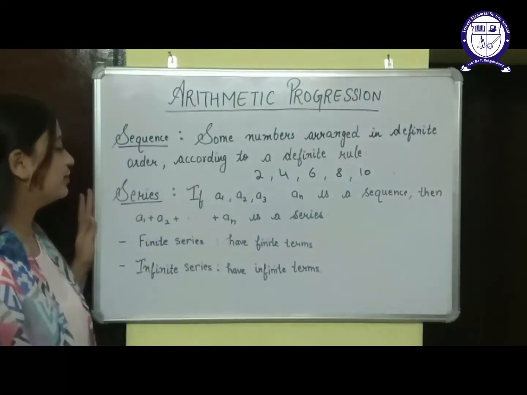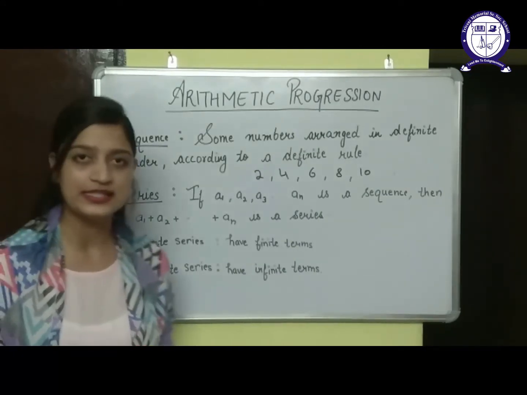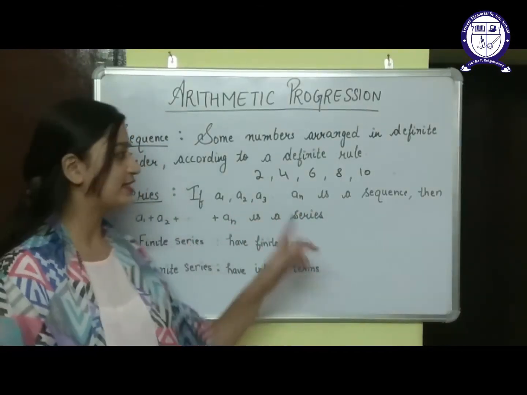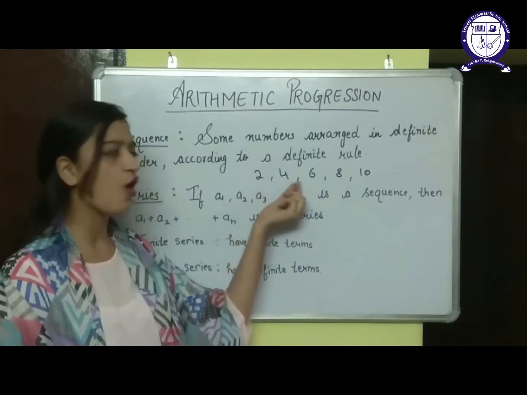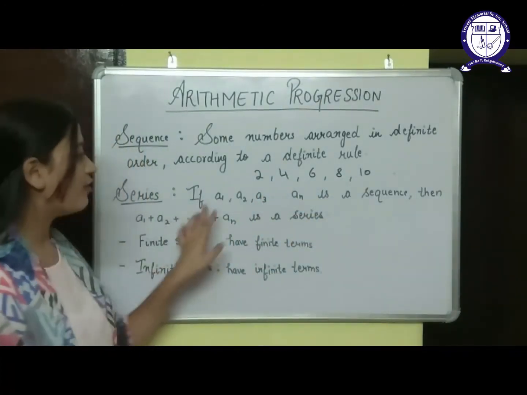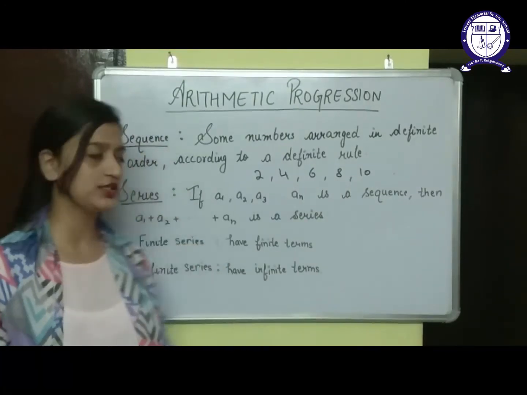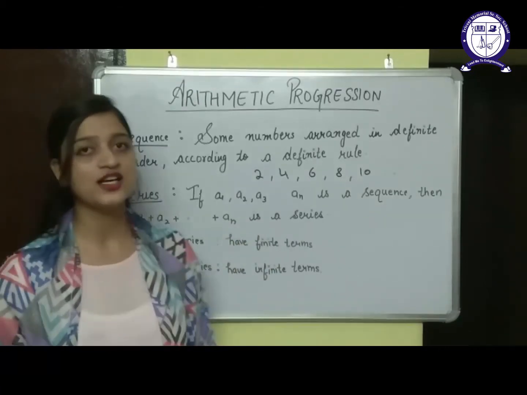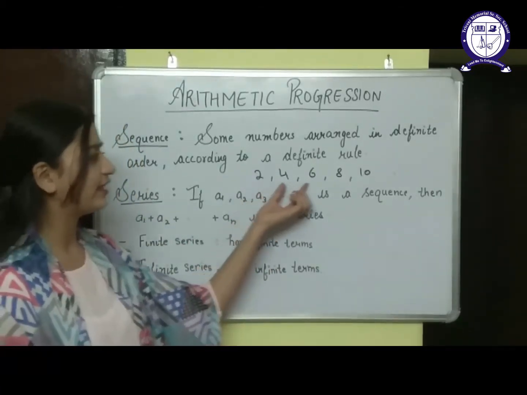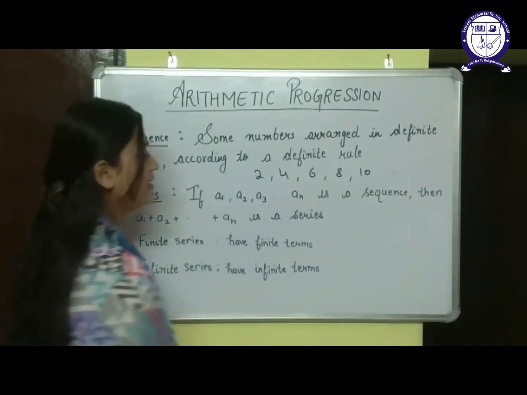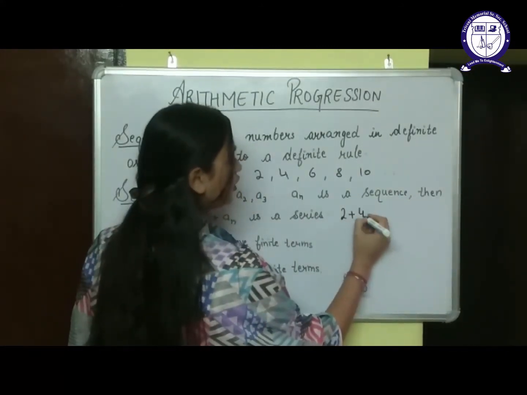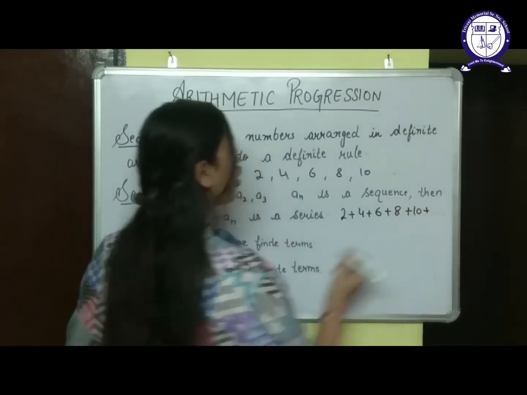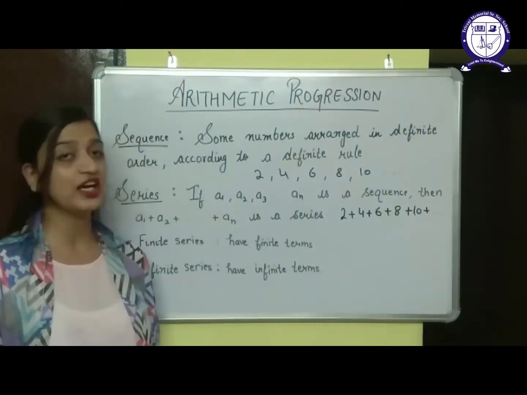Now coming to the second term, that is series. Now what is series? Suppose I have A1, A2, A3, AN as a sequence. The sequence has the numbers with a comma between them. Now if I add all these numbers like this, A1 plus A2 plus till AN, then it becomes a series. So that means if I take this sequence, then 2 plus 4 plus 6 plus 8 plus 10 plus so on till the end, it will be a series.